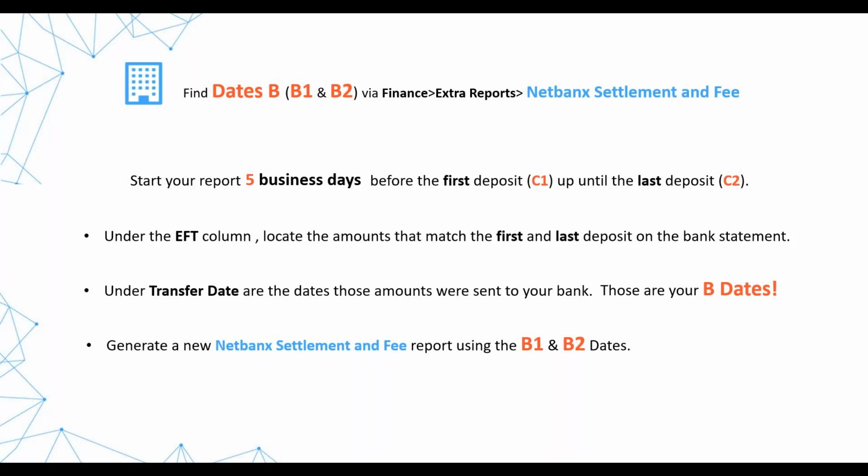Once we've pulled this report, we'll look under the EFT column to find the sums that match our first and last deposit from our bank statement. Just as a reminder, your EFT is the amount that was transferred to your bank. These amounts under the EFT column correspond to a transfer date. The transfer date shows us the dates that the amounts were sent to your bank, or in other words, your real B dates.